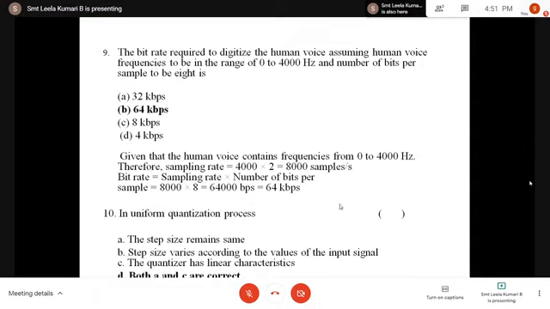In uniform quantization process, the step size remains the same. This is correct. In the uniform quantization process, the step size remains the same, and step size varies according to the values of the input signal. So the step size is constant, so it will not be varied with respect to the input signal. And the quantizer has linear characteristics. So this option is also correct. Therefore, both A and C are correct. Therefore, option B is correct option.